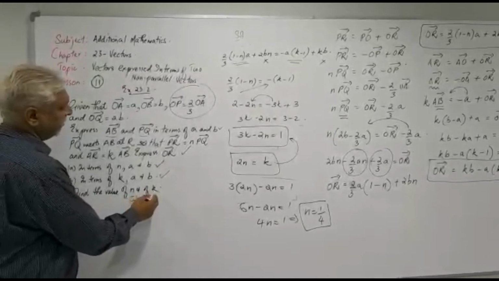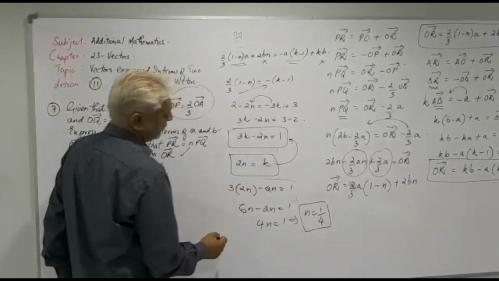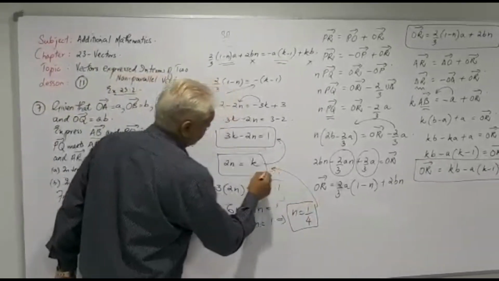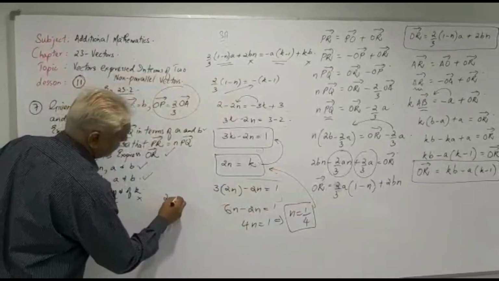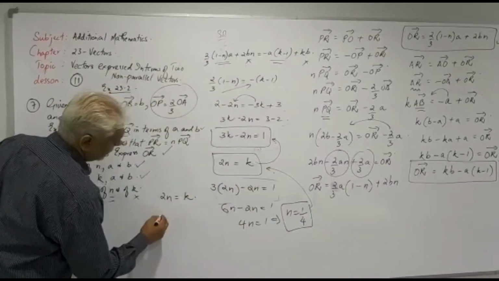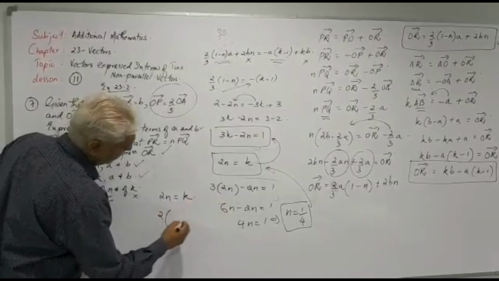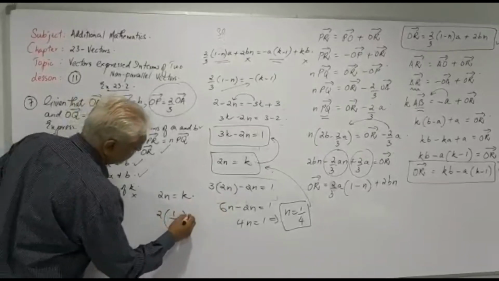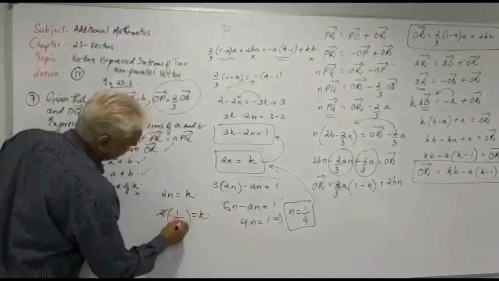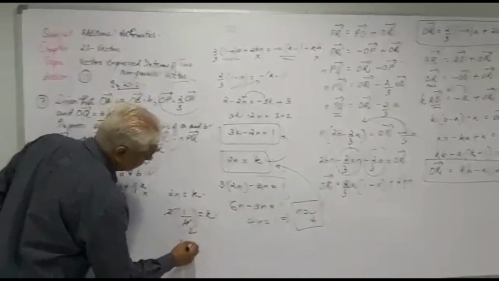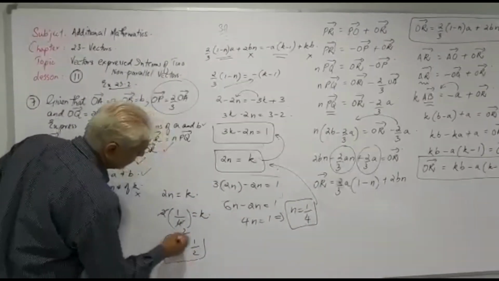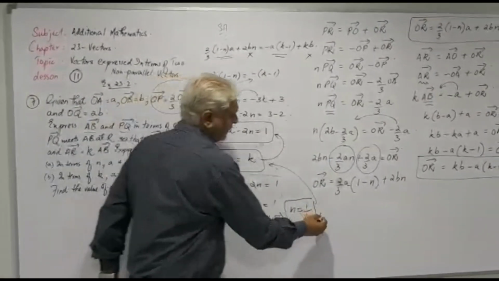Now to find the value of k, I'll substitute the value of n in this equation. So 2n is equal to k. So 2 times 1 upon 4 is equal to k. 2 will go into 4 two times. So k is equal to 1 over 2. Hence I found the values of n and k as well.